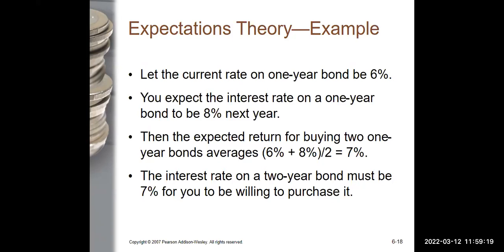So it means that, for example, you are investing for 2 years. This year the interest rate is 6%. The next year you are expecting it to be 8%. According to the expectations theory, you will be willing to invest if and only if you are getting a 7% return, and this 7 is an average of 6 and 8%. Does it make sense to you?